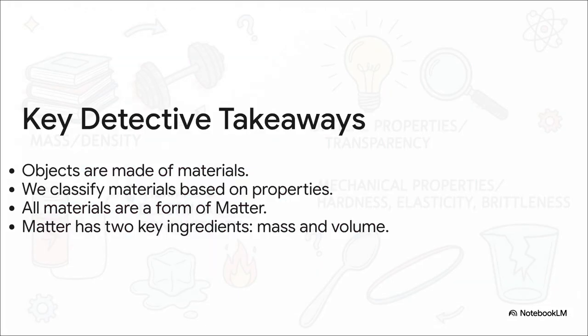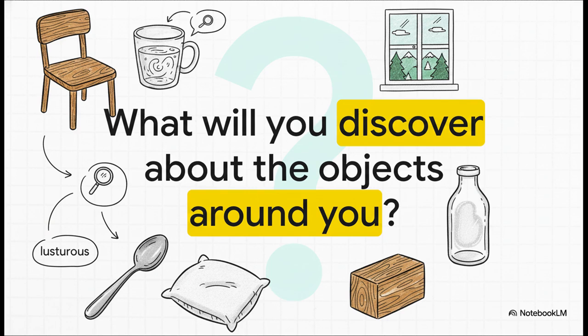We started by seeing that all objects are made of materials. Then we learned how to classify those materials using properties like luster, hardness, transparency, and solubility. And finally, we uncovered the big secret. All of these materials are just different forms of matter, which is anything with mass and volume. So now, you're a material detective. The whole world is your laboratory. That chair you're sitting on, that cup on your desk, that window you're looking through, they all have stories to tell through their properties. So look around, start classifying, and stay curious. Your investigation has just begun.